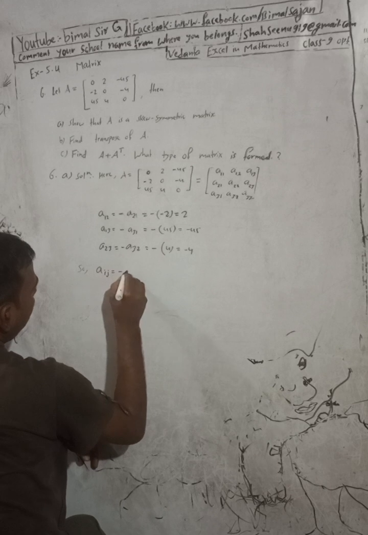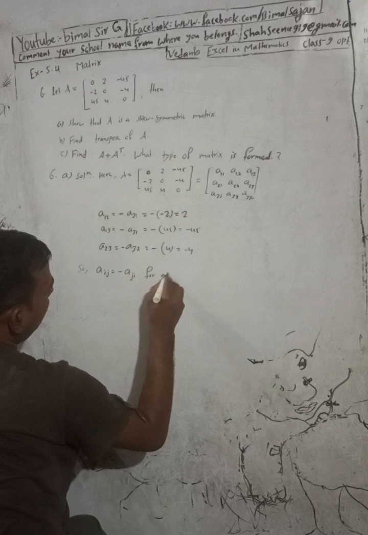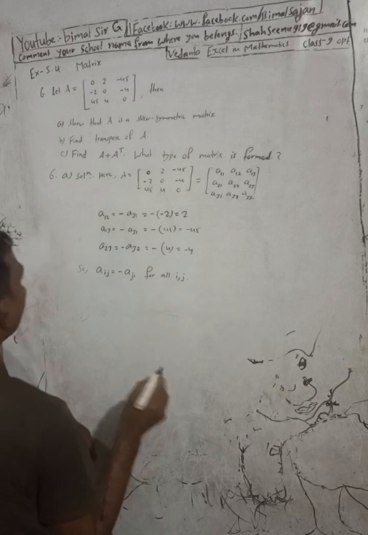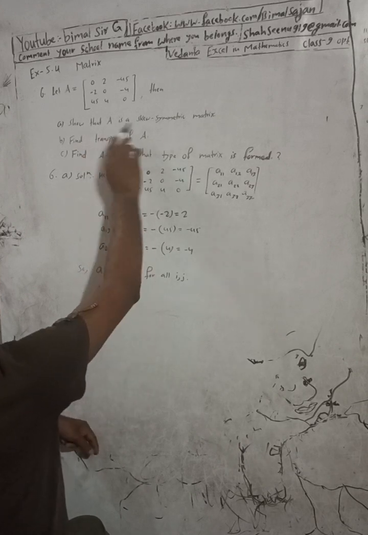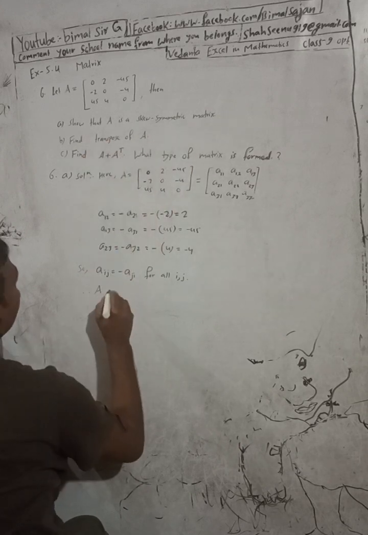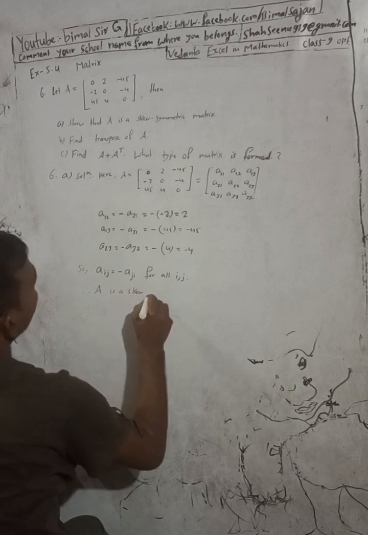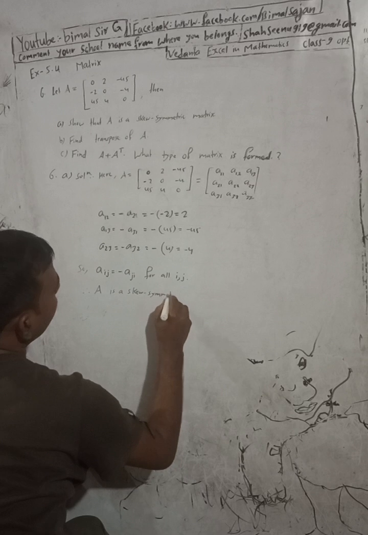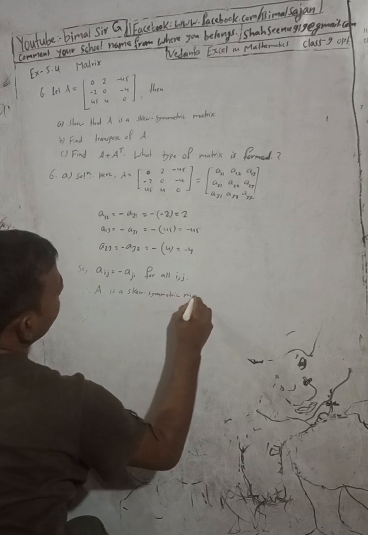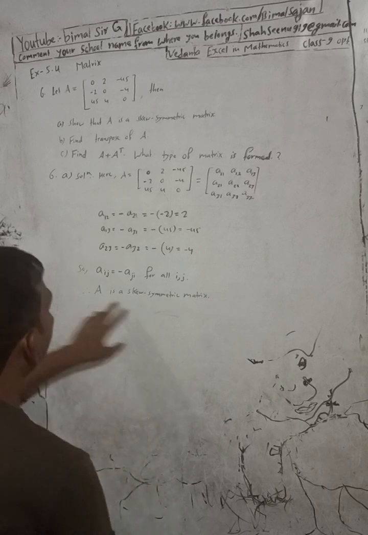a i j is equal to minus of a j i for all i, j. Therefore A is a skew symmetric matrix. So number one solution is complete. Therefore, A is a skew symmetric matrix.